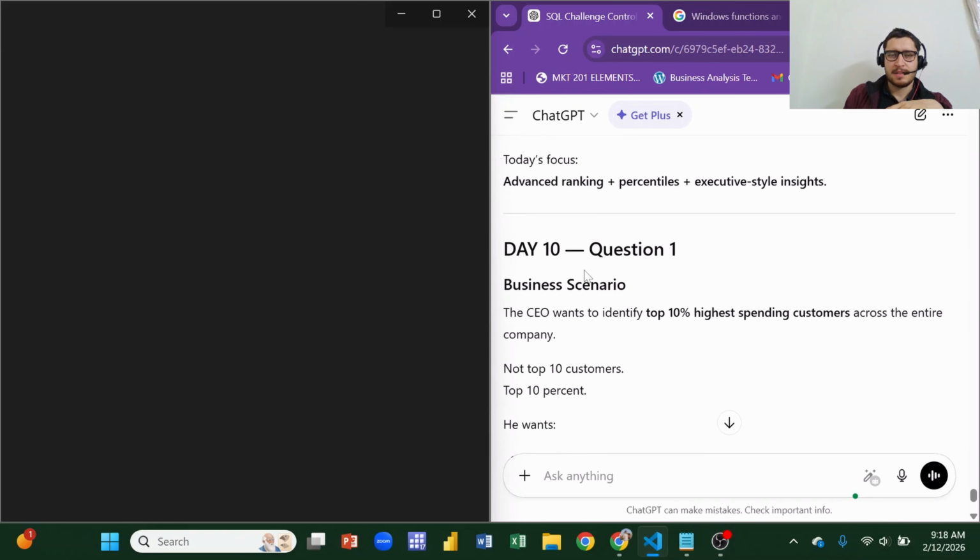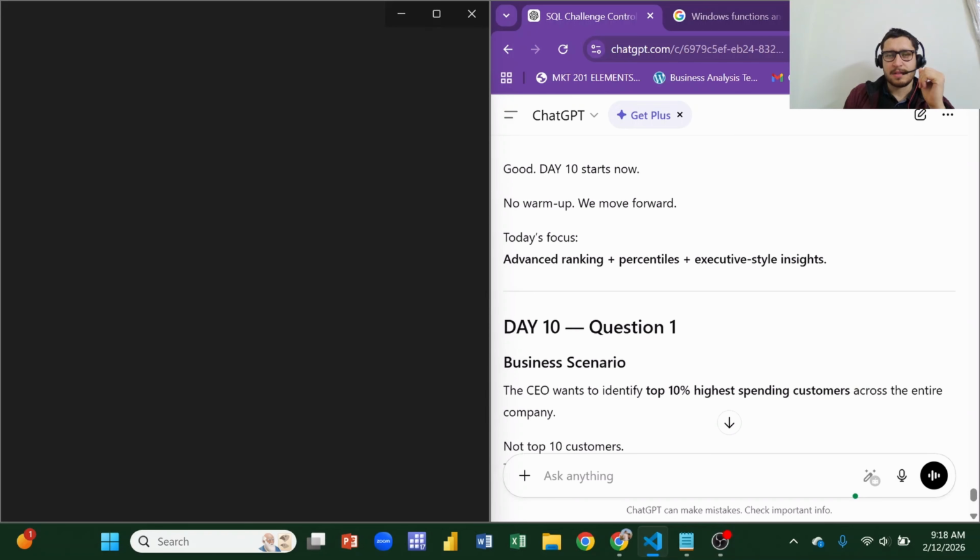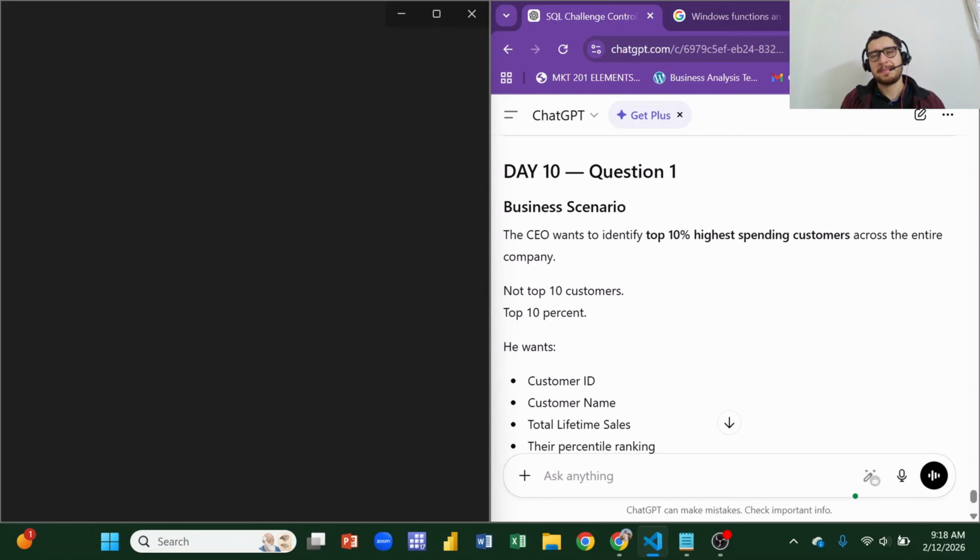For day 10, it is question 1. It says: good, day 10 starts now, no warm up, we move forward. Today's focus: advanced ranking plus percentile plus executive style insights. Okay, day 10, question 1. Business scenario: the CEO wants to identify the top 10% highest spending customers across the entire company.